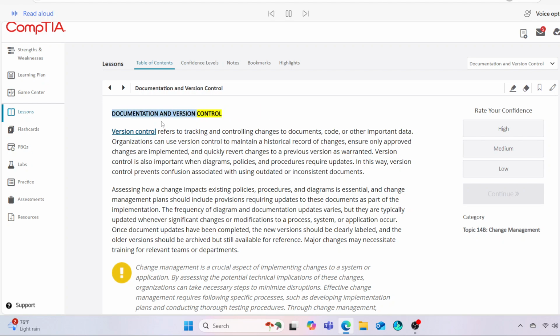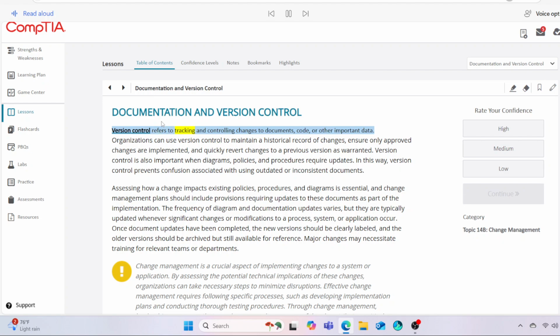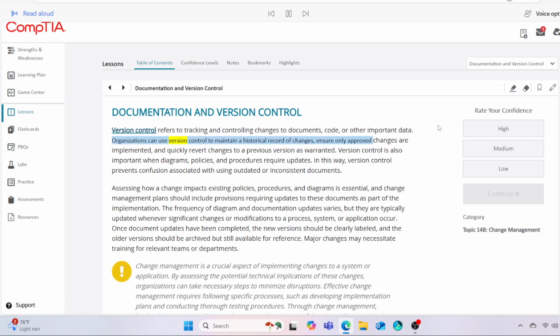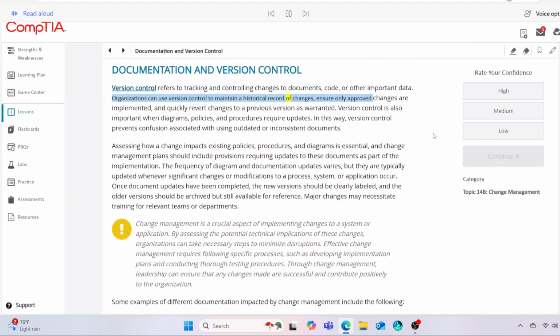Documentation and version control. Version control refers to tracking and controlling changes to documents, code, or other important data. Organizations can use version control to maintain a historical record of changes, ensure only approved changes are implemented, and quickly revert changes to a previous version as warranted. Version control is also important when diagrams, policies, and procedures require updates. In this way, version control prevents confusion associated with using outdated or inconsistent documents.